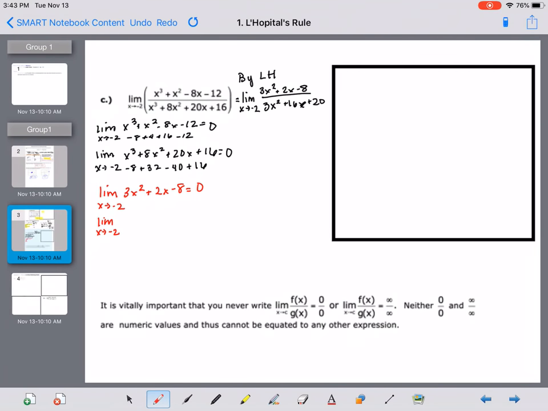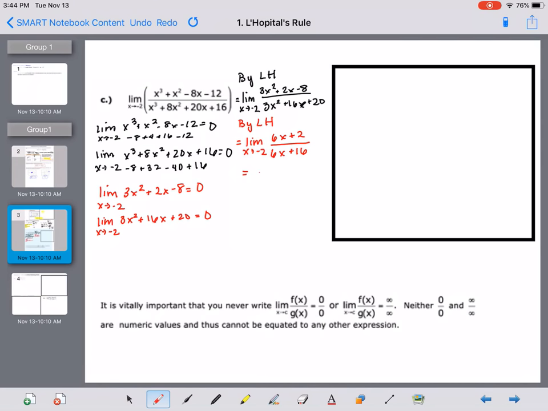So I do 3x squared plus 16x plus 20, which is also equal to 0. So again, I can say by L'Hopital's rule, this is also equal to the limit as x approaches negative 2, and I can take the derivative again. So 6x plus 2 over 6x plus 16. And then I can see this was definitely something that I'm not going to get 0 over 0.